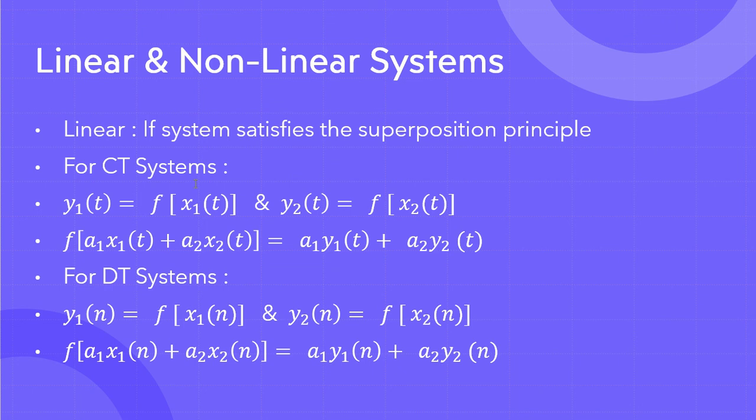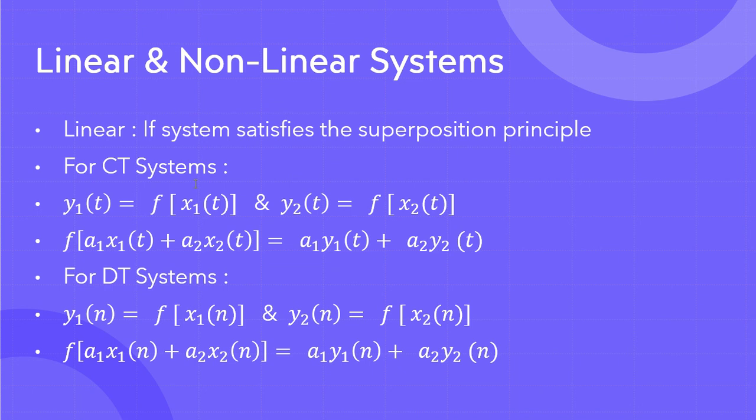Now let's try to see it for a discrete time system. Again, for a discrete time system, let's consider two different systems with similar outputs and inputs. For the first system, we have output y1 of n and input x1 of n. And for the second system, we have output y2 of n and input x2 of n.